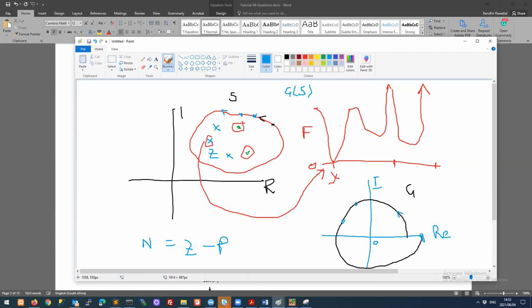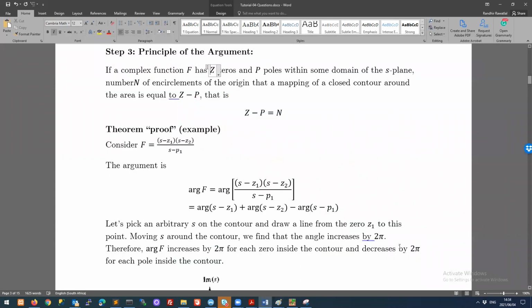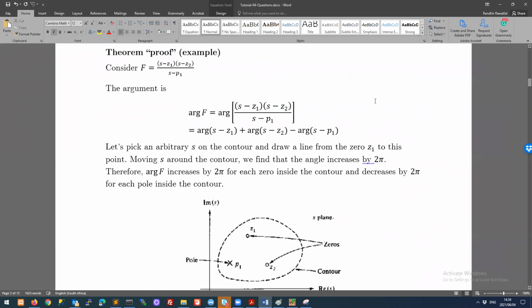That seems pretty far out. How do we ever imagine such a thing is true? So the proof is shown here, and in fact, it's quite a simple thing. If you have some function like this, f equals (s minus z1) times (s minus z2) over (s minus p1), in this case we've got 2 zeros and 1 pole.